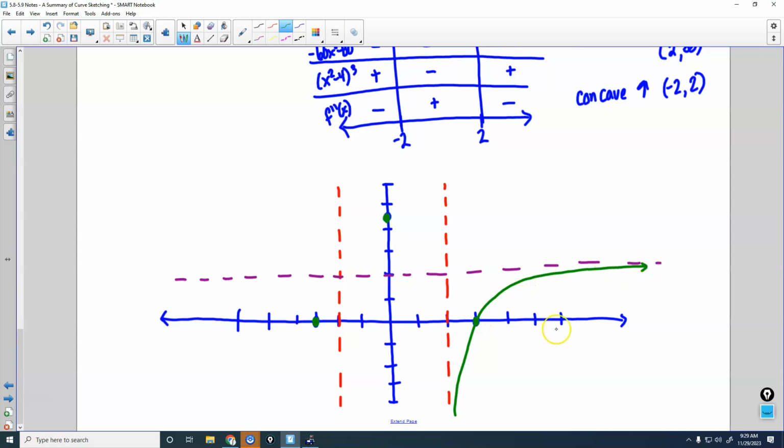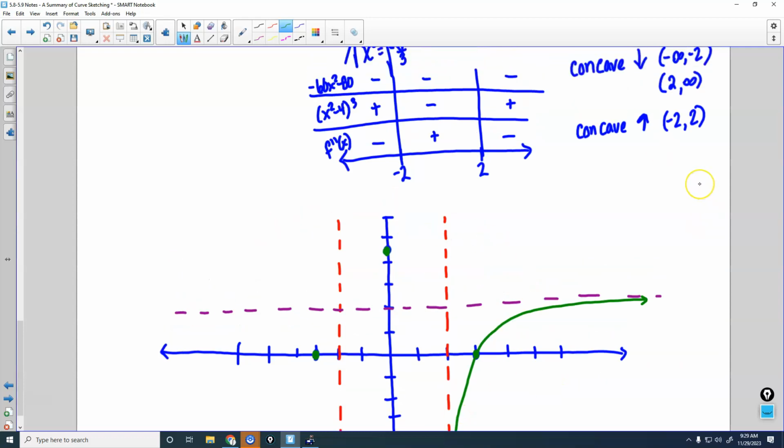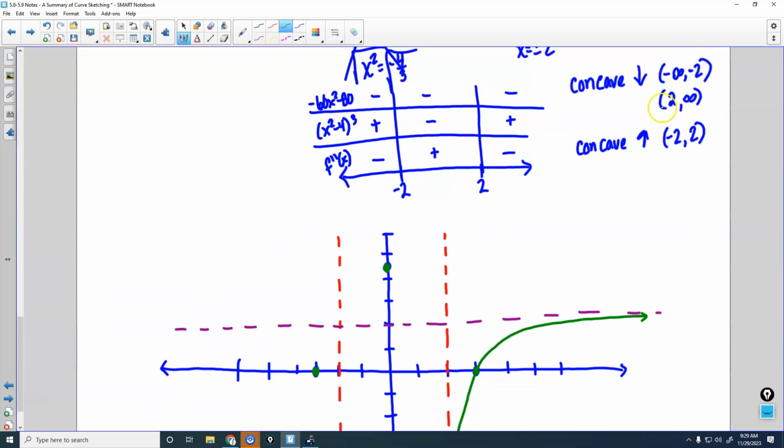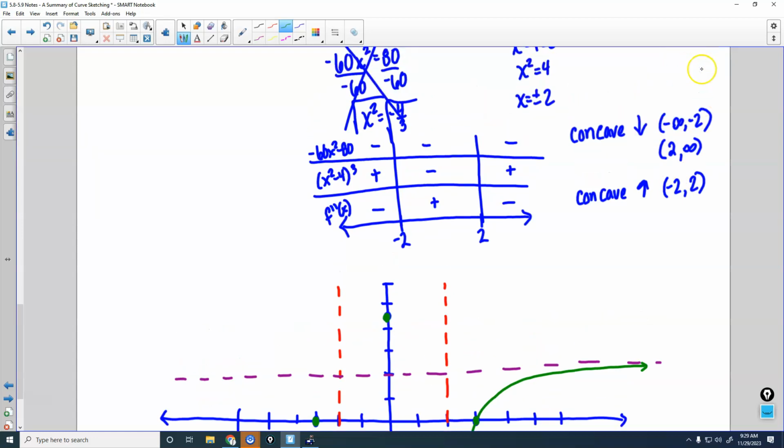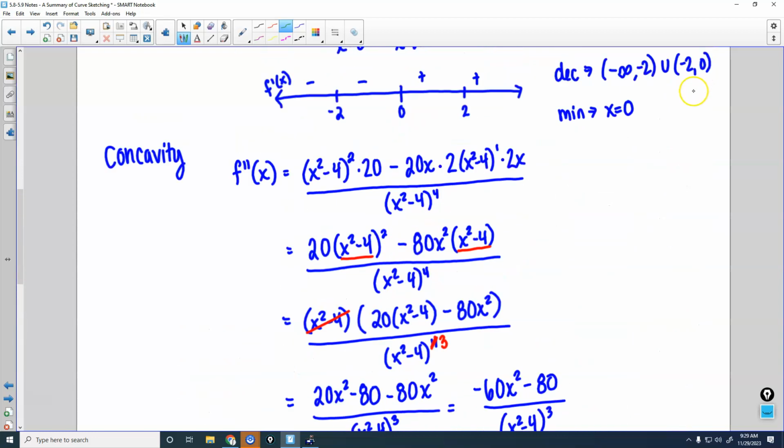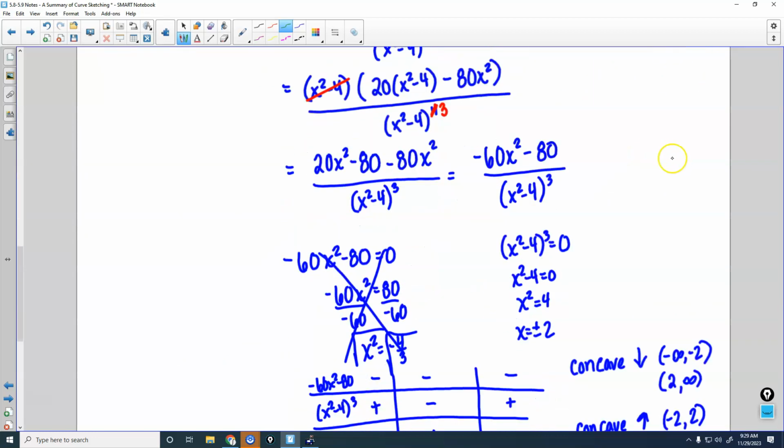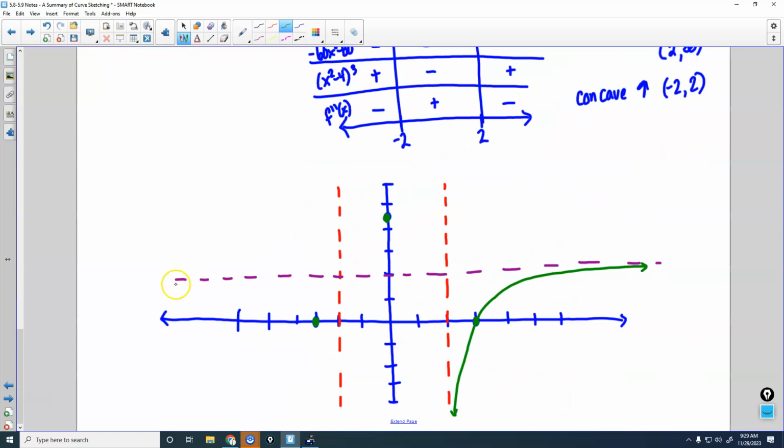We are increasing, but our graph is concave down. This probably has some symmetry here, so notice we're also concave down from negative infinity to negative 2, and we're decreasing from negative infinity to negative 2. So that would look like this.